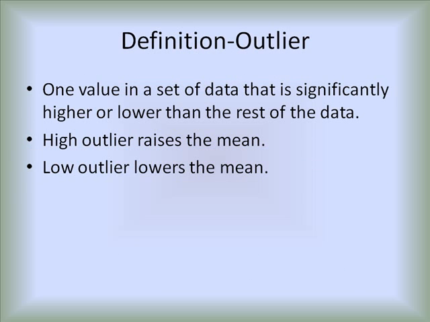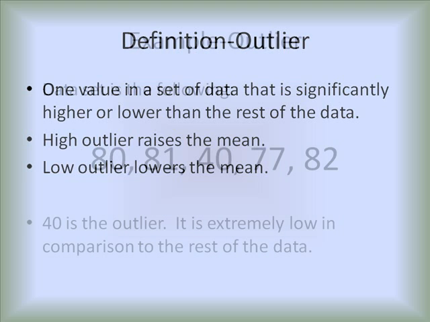Now, there is something to take into consideration when doing mean, and that's an outlier. An outlier is simply a number that really stands out from the rest of the data that you have. It might be very high or very low, and it can have an effect on your mean. For example, if you have a very high outlier, that's going to raise your mean. But if you have a very low outlier, that's going to decrease your mean.